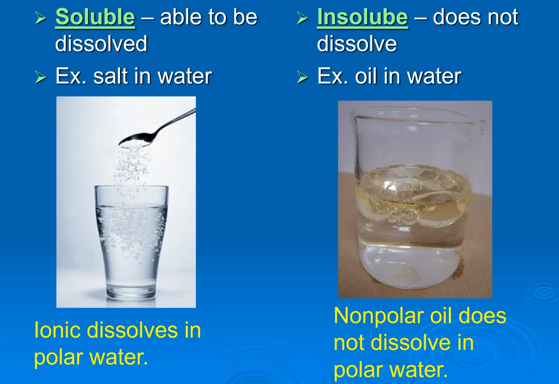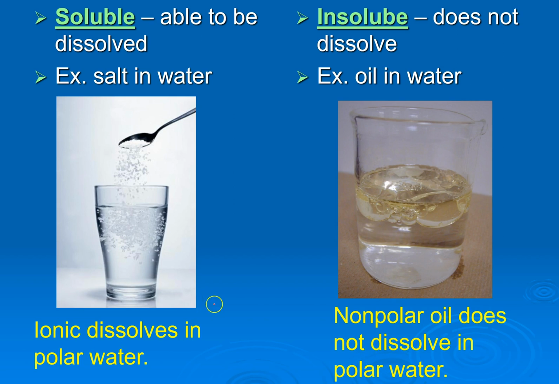So, again, soluble means being able to be dissolved, or the solubility. For example, salt and water, we have an ionic solute dissolving in polar water, our solvent. If something is insoluble, it will not dissolve. So like oil in water, nonpolar oil does not dissolve in polar water.